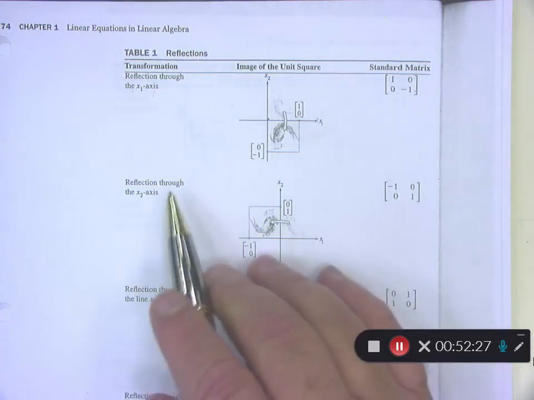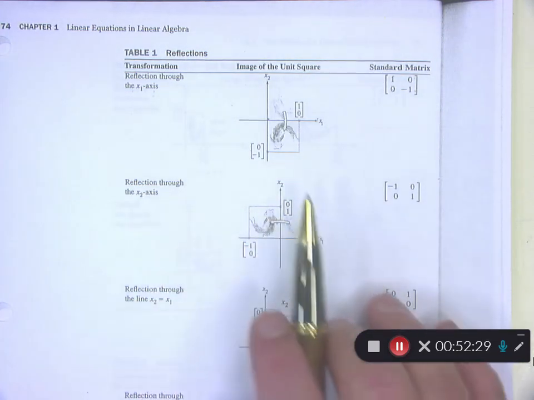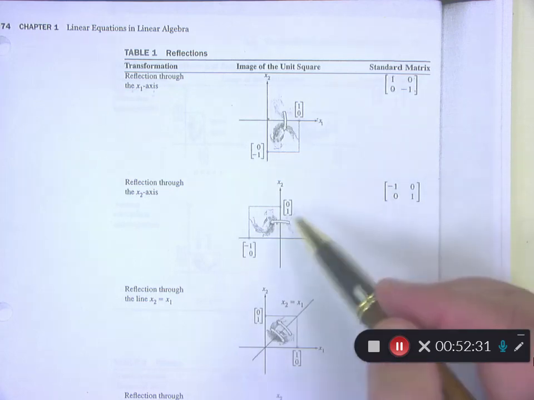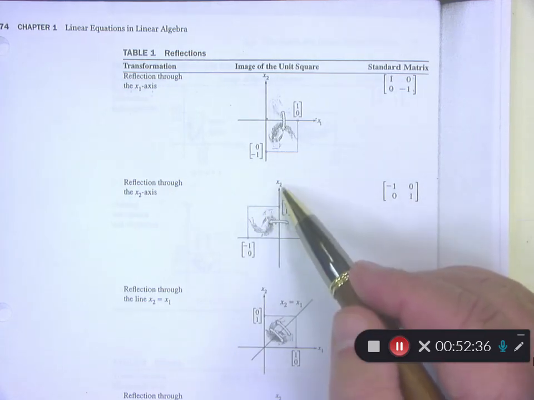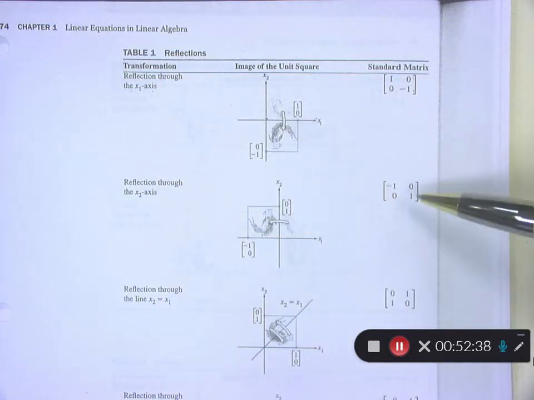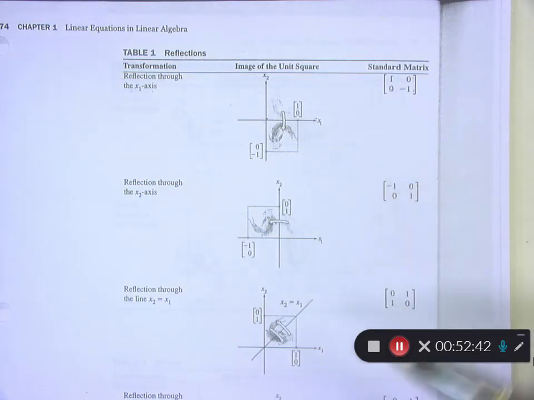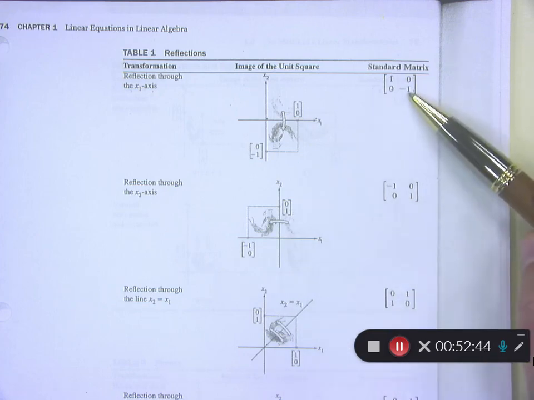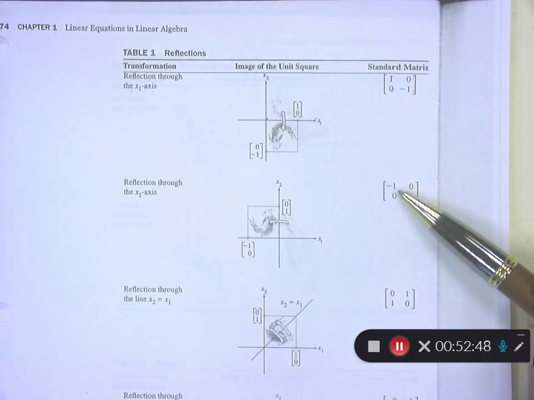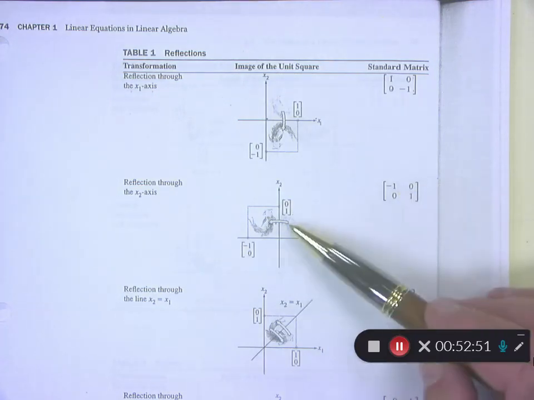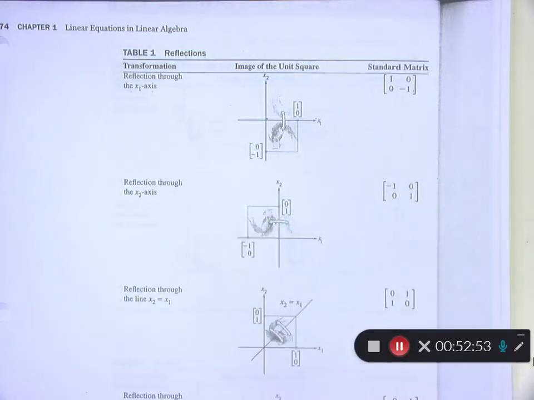All right, if you want to reflect through the x2 axis, which is also known as the y-axis, you've got any vector over here, you want to reflect it across the x2 or y-axis, that will give you this matrix here, negative 1, 0, 0, 1. Negative 1 is in the first row, first column position when you want to reflect around the y or x2 axis.